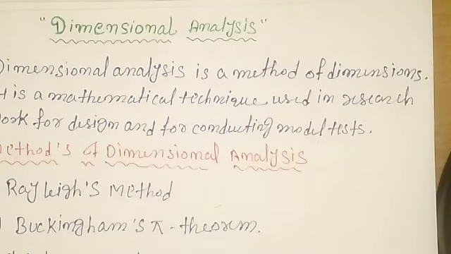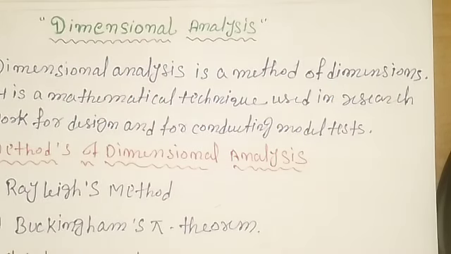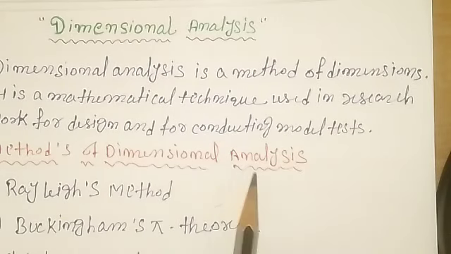Let me give you an example: force, mass and acceleration, how are they related to each other? In Newton's second law of motion we know that F is equal to mass into acceleration. It means the force depends on mass and acceleration. So force is the dependent quantity, and mass and acceleration are independent. How has this relation been generated? That relation is generated with the help of dimensional analysis.